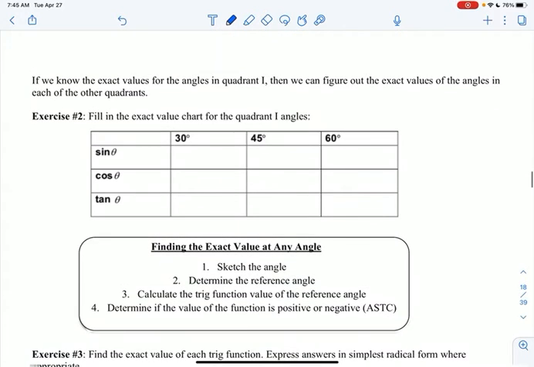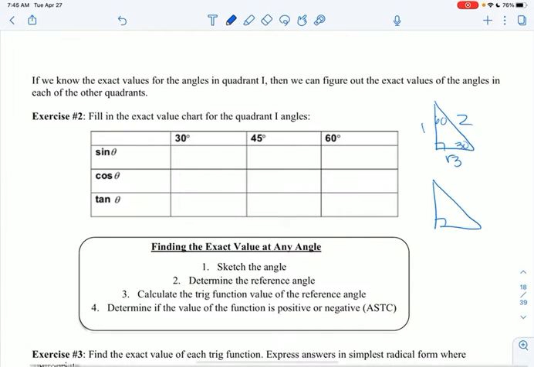All right, so let's look at this. Let's fill in the exact values for this chart. We already did this earlier. So if I have my 30, 60, 90 triangle, the side across from the 30 is 1, the hypotenuse is 2, the side across from the 60 is radical 3. And if I have my 45, 45, 90 triangle, these sides are congruent and this one's radical 2.